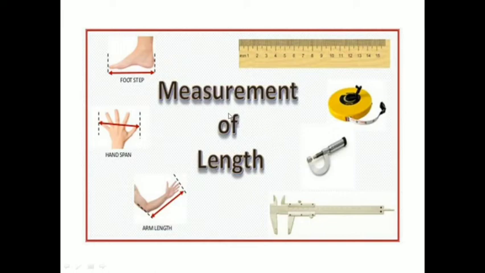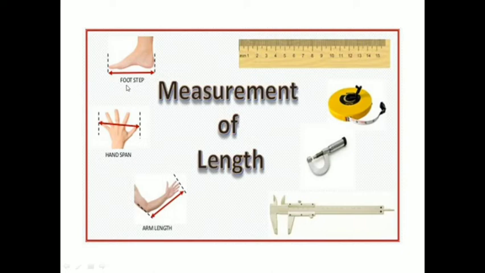So for example, measurements of length: footstep. Everybody say footstep. Handspan, arm length. Again, footstep. So this is the footstep. Handspan. Again, handspan. So this is the handspan. Say arm length. Arm length. So this is the arm length.